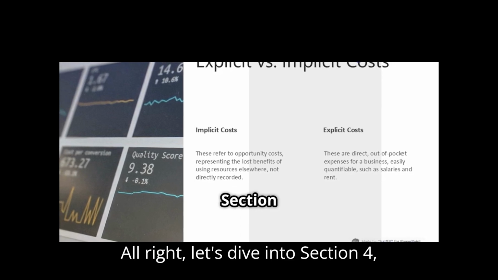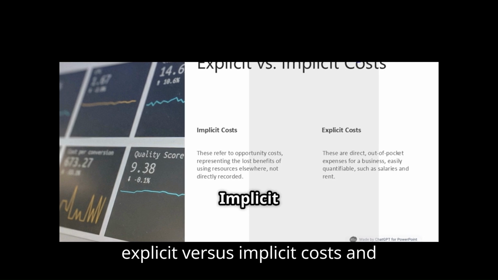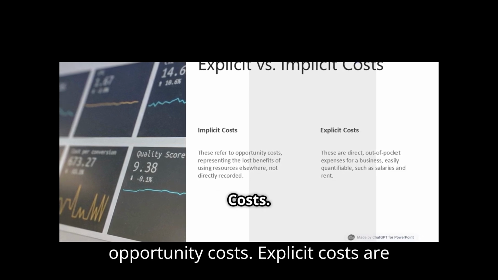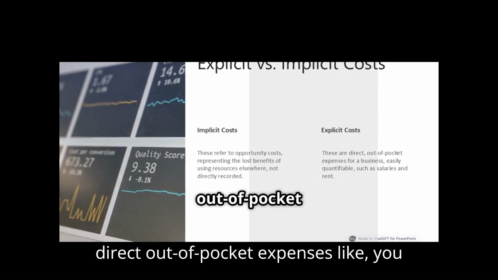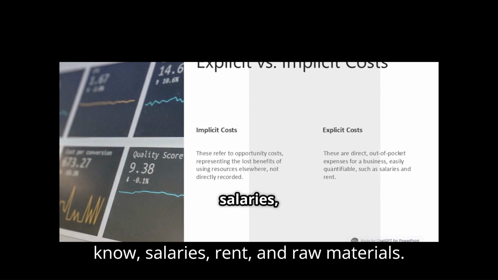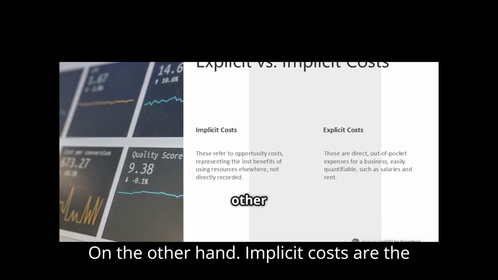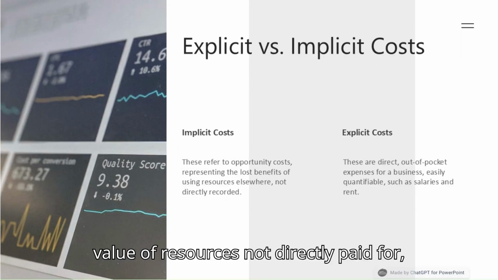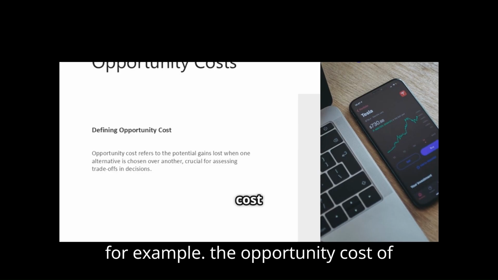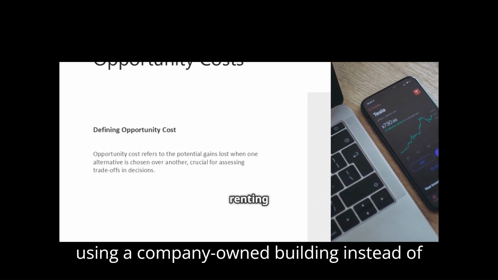Alright, let's dive into Section 4. Explicit versus implicit costs and opportunity costs. Explicit costs are direct, out-of-pocket expenses like salaries, rent, and raw materials. On the other hand, implicit costs are the value of resources not directly paid for. For example, the opportunity cost of using a company-owned building instead of renting it out.